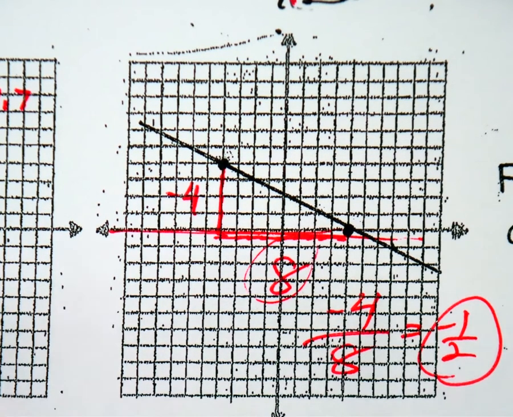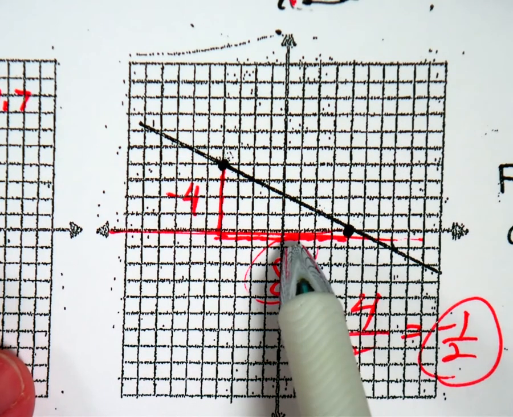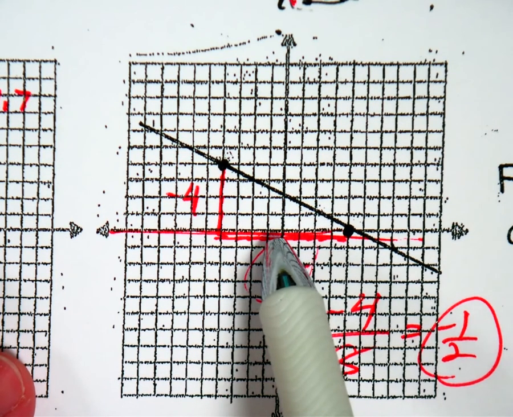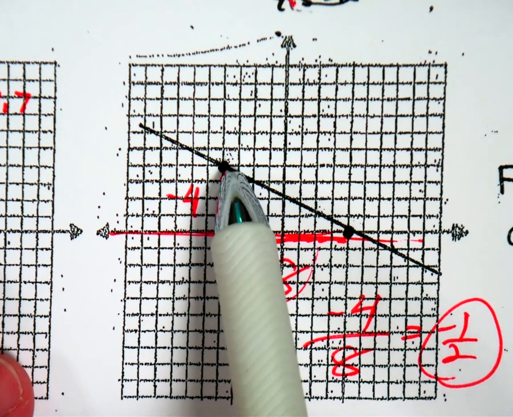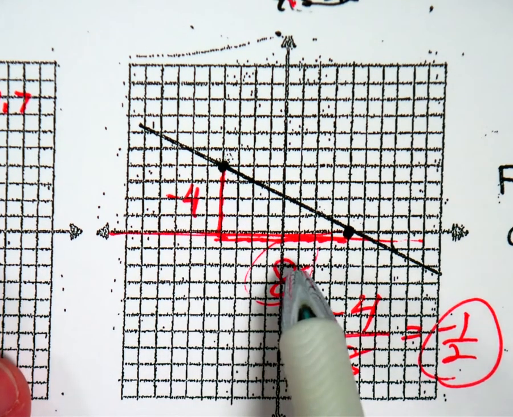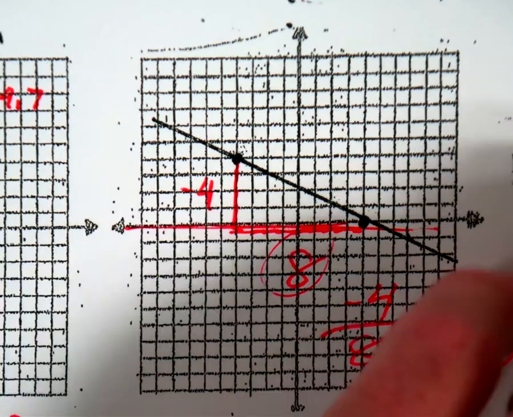And you can double check that with your slope formula if you'd like. That's (-4, 4) and (4, 0). Okay, zoom out, back to normal here.